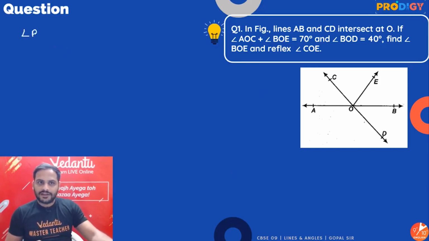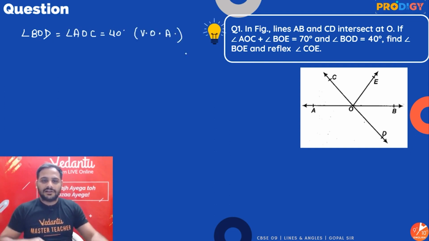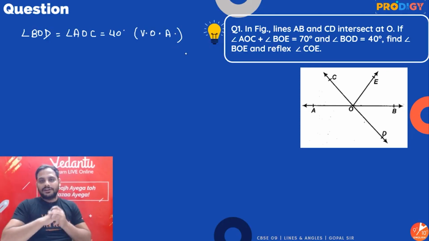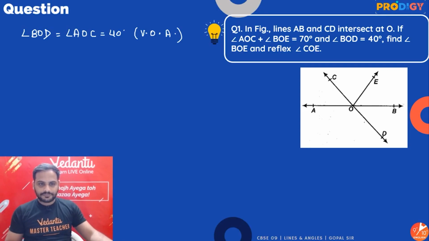So first thing I can say, angle BOD is equal to angle AOC, and both will be equal to 40 degrees. Writing reason is very important, beta. Writing reason is very important in geometry. Reason is vertically opposite angles. Okay? So now I know this is 40, this is also 40.